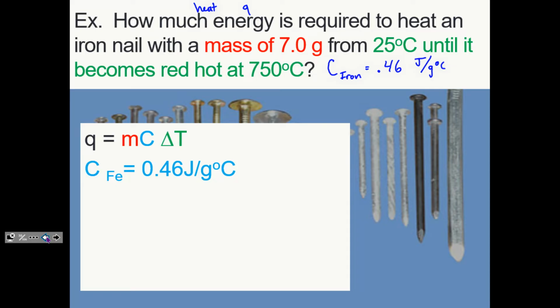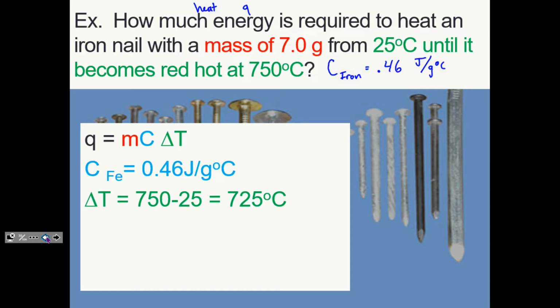So in the problem, I also gave you the specific heat capacity of iron, 0.46 joules per gram degree Celsius. Sometimes we'll give you a table where you can find these values. Sometimes you don't know what the metal is and you have to calculate for C. But in this case, we're giving it to you. So there's my specific heat capacity for iron.